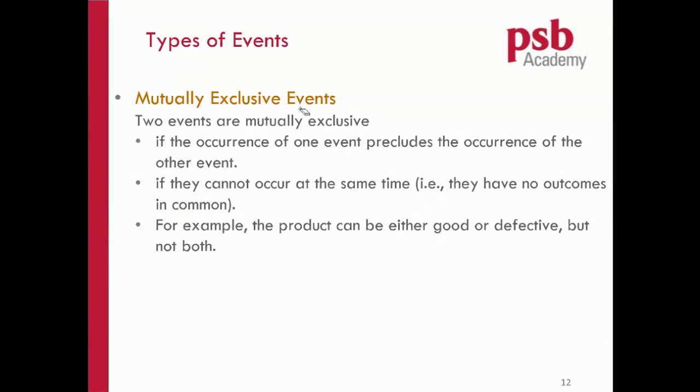Let's look at the definition here. Mutually exclusive events are events where the occurrence of one event precludes the occurrence of the other. That means the other one cannot happen. If they cannot happen at the same time, they have no outcomes in common. For example, a product can only be good or defective. You cannot say this product is good and defective at the same time. Like being at home and at the mall at the same time is impossible. So events that cannot happen at the same time are called mutually exclusive events.